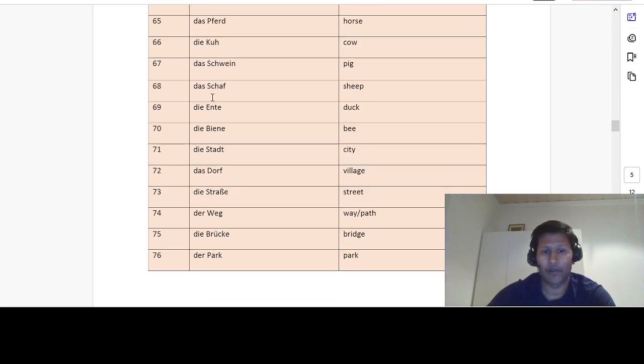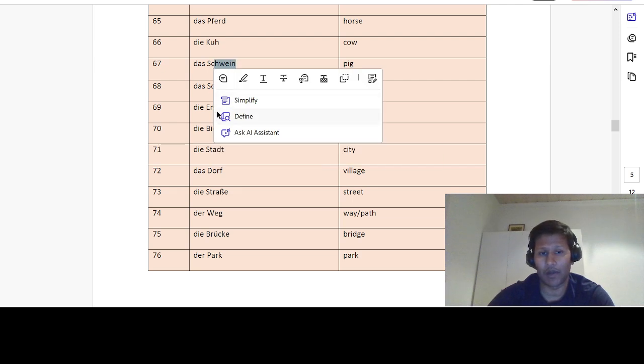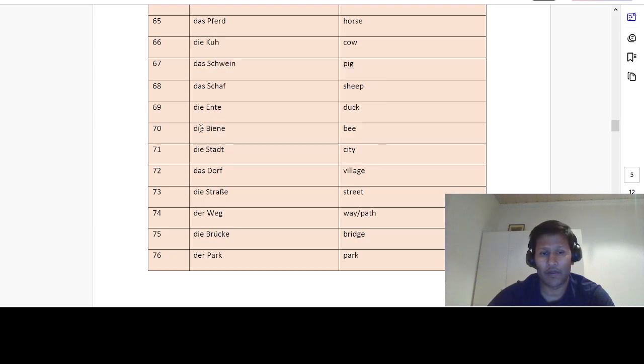And now the Schaf, that is sheep. And then the Ente, duck, is called the Ente. Das Schaf, that is sheep. Das Schwein, pig. Now let's move to 78.